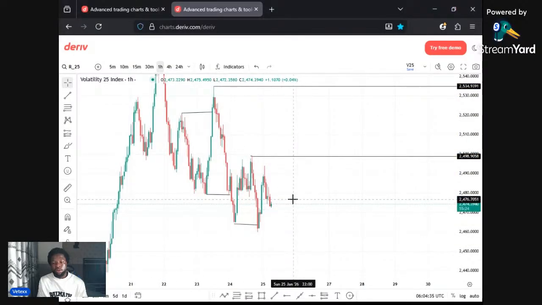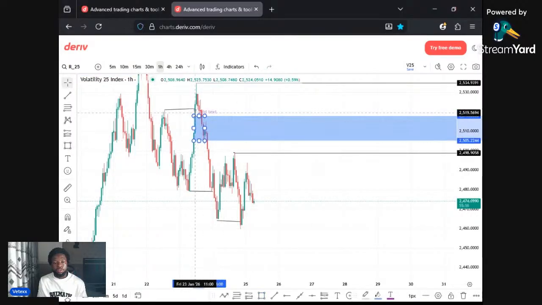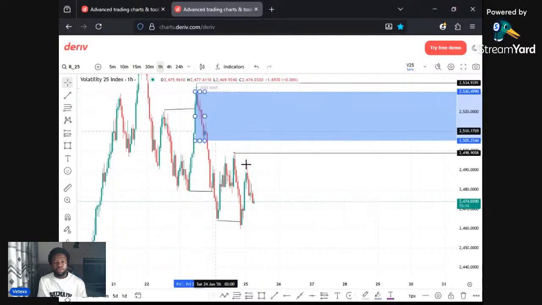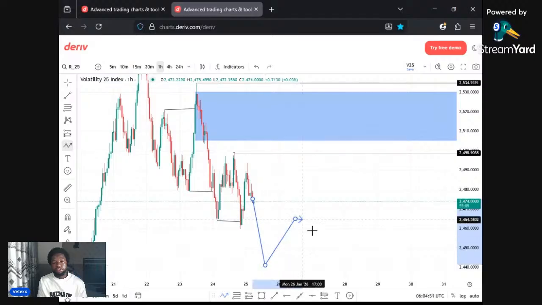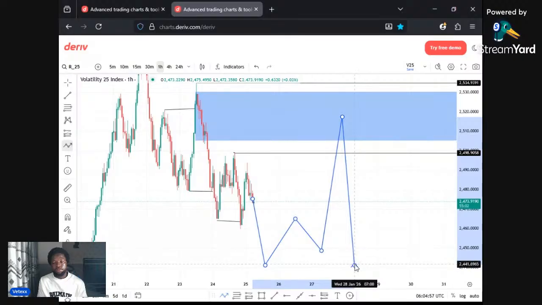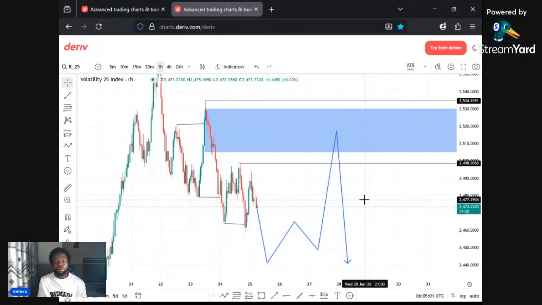Now what we're anticipating right now is price to come into this POI, point of interest, and give us continuation on the lower time frame, which is going to be something like this. Come into this zone, give us continuation on the lower time frame until this target is taken out. So this is what we are going to be anticipating on V25.